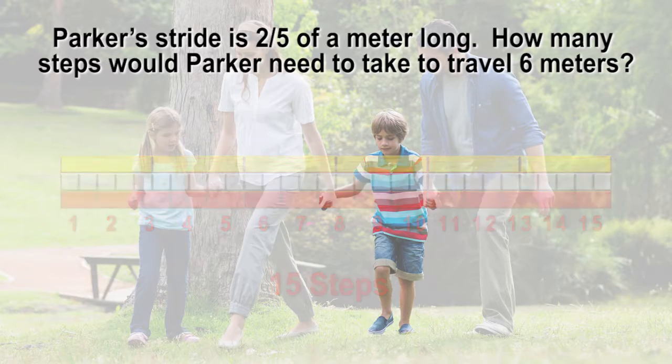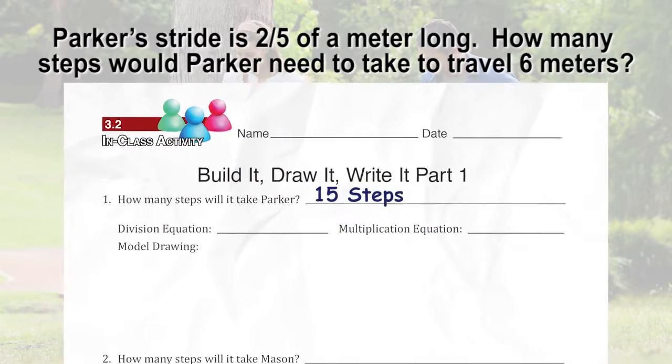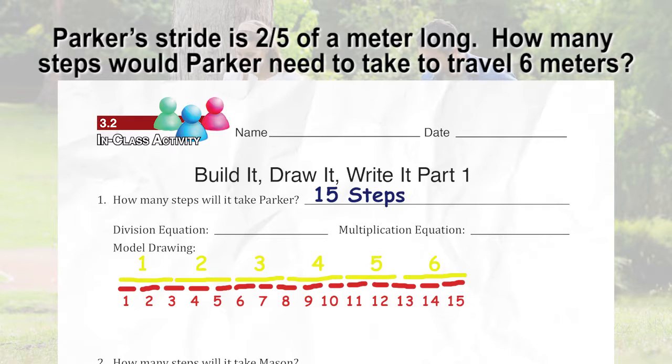We modeled the problem. Now we'll draw the representation. We could draw all of the rods or simply draw the yellow and red rods. What mathematical equation relates to this model and answers the question, how many steps the size of 2/5 of a meter are in 6 meters? Or simply, how many 2/5 are in 6? 6 divided by 2/5 equals A. This model also helps us visualize the multiplication equation, 15 times 2/5 equals 6.